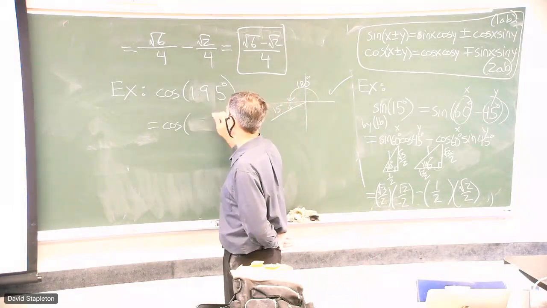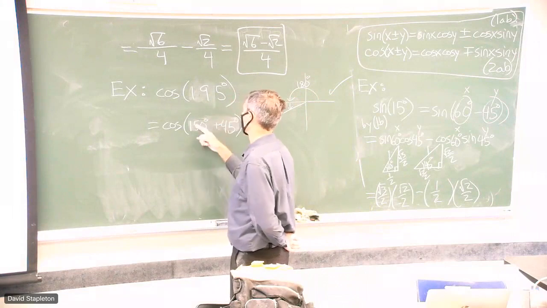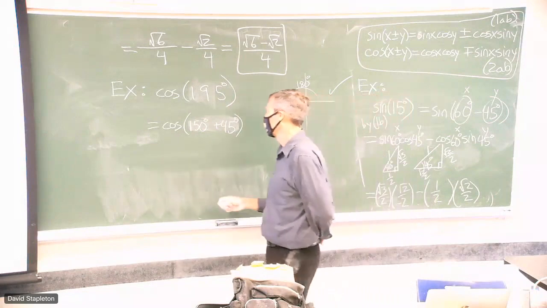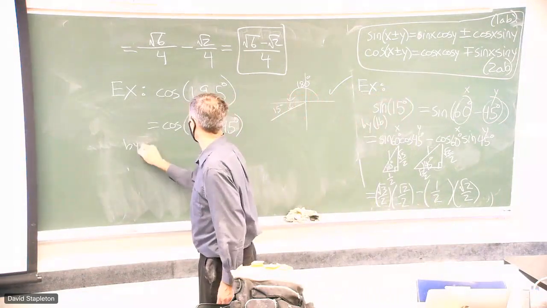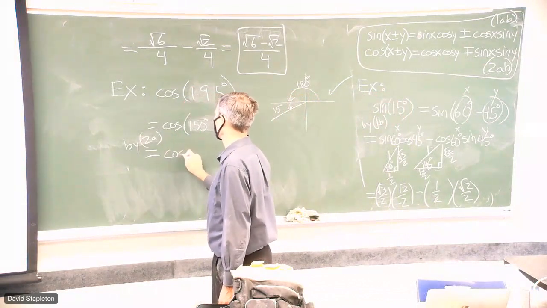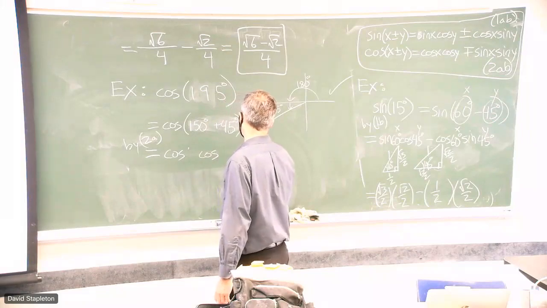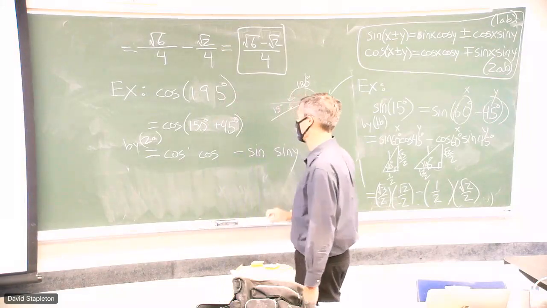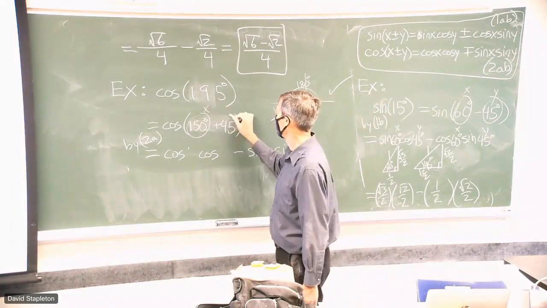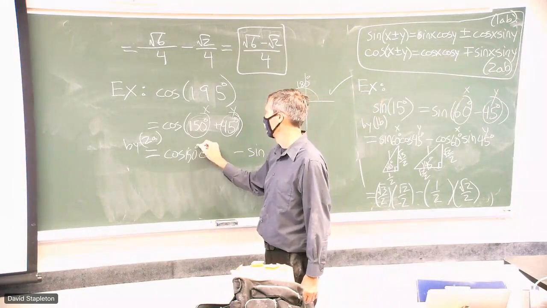What if I took, instead of that, 150 plus 45? Now these are both special angles that I can do. So I'll write it as 150 plus 45. And according to the sum formula, we'll call this formula 2a, the cosine of the sum is cosine cosine minus sine sine. Right? So I just think cosine cosine minus sine sine. And then if I'm thinking of this as x and this as y, I just put x, y.